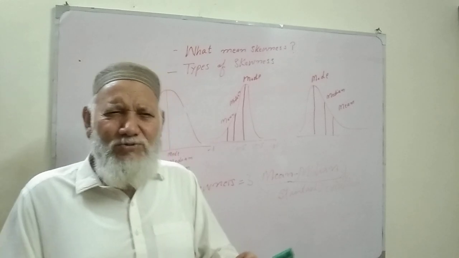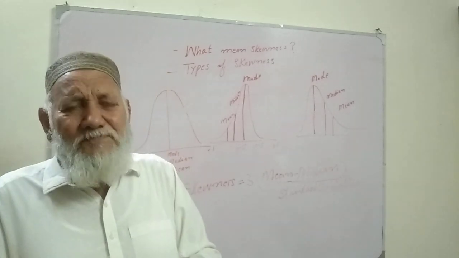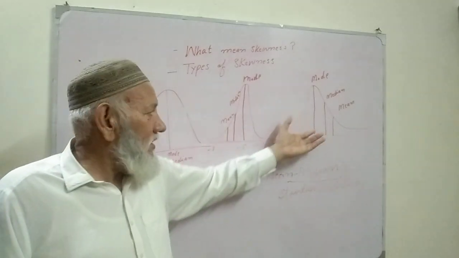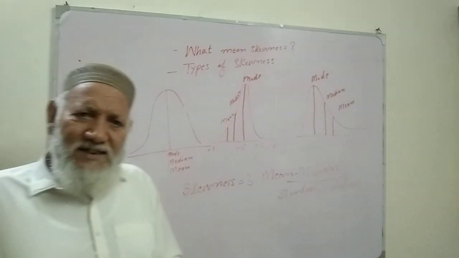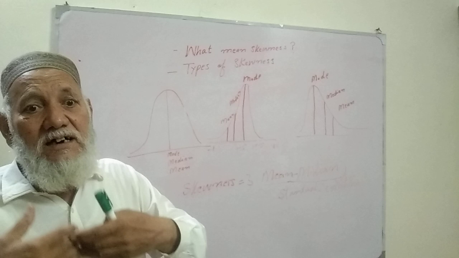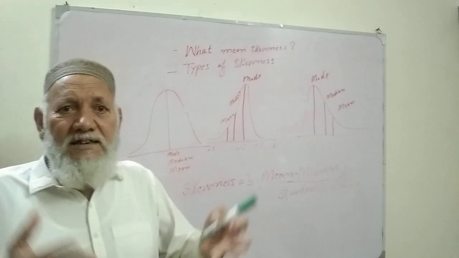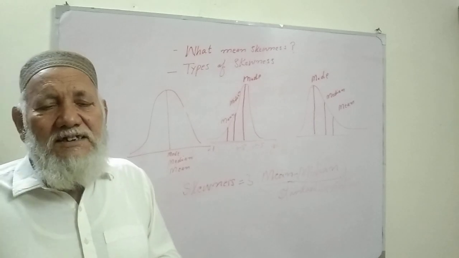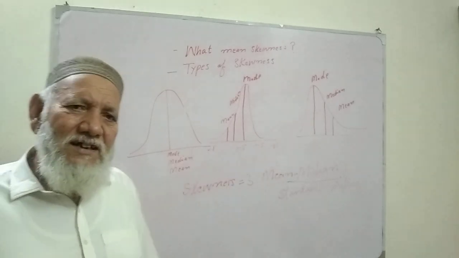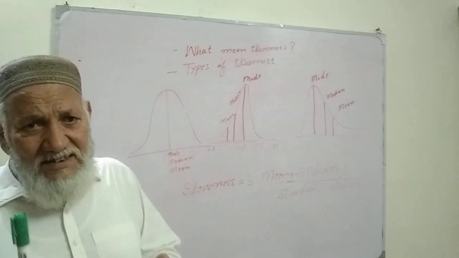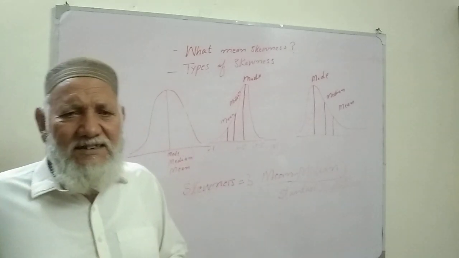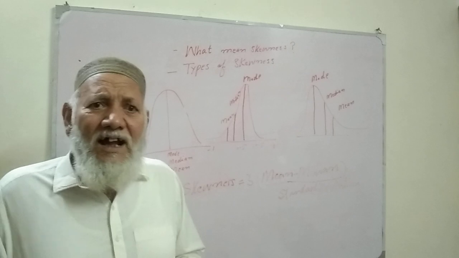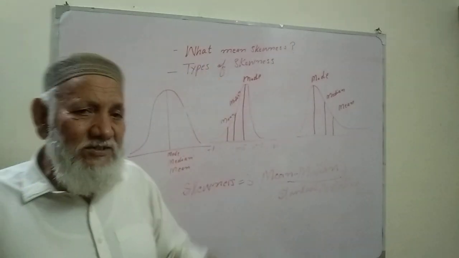And I request the students, please learn these things clearly. Statistics is very complicated and it takes a hard time. So first of all, learn what statistics is. The second is central tendency, and the third is quartile, decile, percentile, and then you come to skewness. What is skewness?